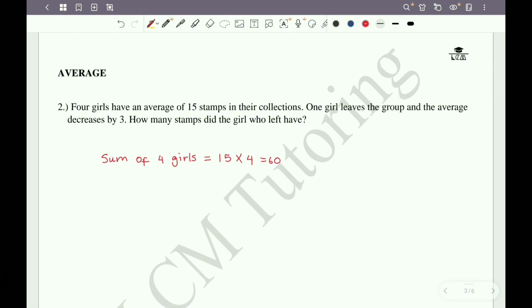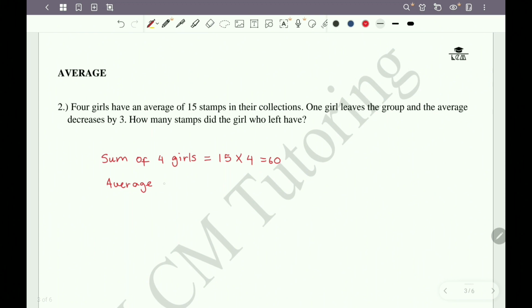One girl leaves the group now. So instead of 4 girls, one is leaving. Before one joined, one is leaving now. So we will now have 3 girls in the group, right? And the average is going to decrease by 3. So let's find that average. The average decreases by 3.